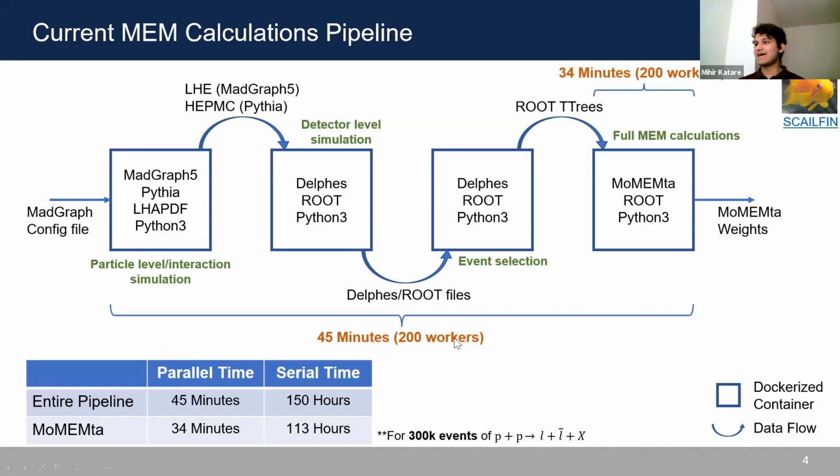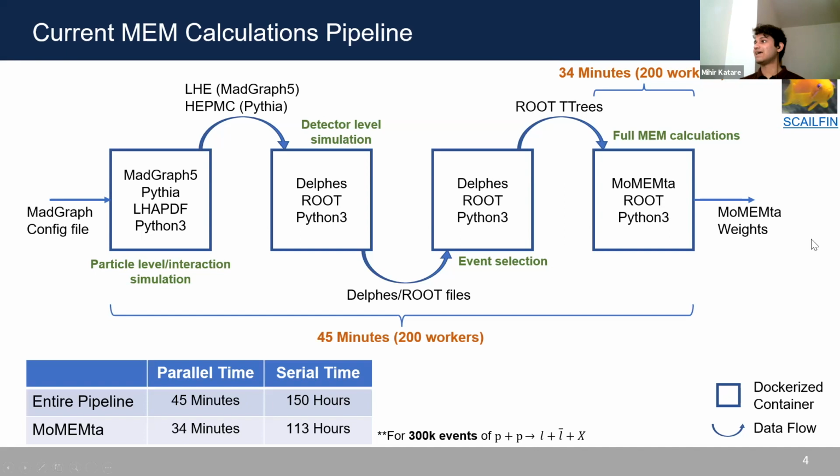We can also see that the entire pipeline actually takes 45 minutes for 200 workers for 300,000 events of this particular process, which is the dilepton final state Drell-Yan process. So it is important to note, however, that this is probably the easiest process that you can simulate. Most other processes for any real analysis that we talked about earlier will probably take minutes per event. So these numbers would look way, way worse.